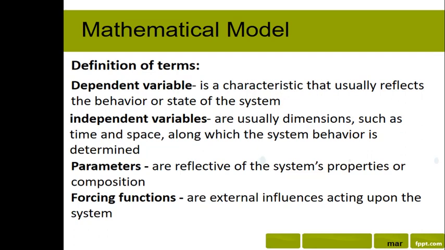So, that's an easy example. Another is the independent variables, which are usually dimensions such as time and space along which the system behavior is determined. So time is an example of an independent variable. So for example, your partner dumped you or broke up with you. Even if you cry over it, time still goes on the same.